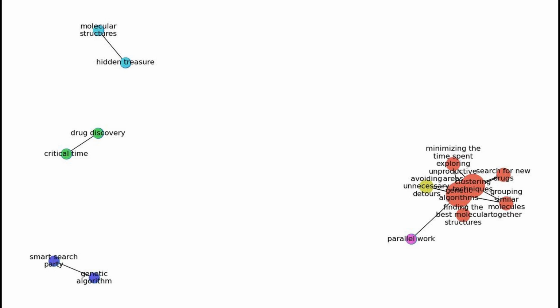However, searching for the best structures can lead to many unstable or less useful designs along the way, like a search party coming across many false alarms. To improve the efficiency of this process, clustering techniques are used, which group similar molecules together. This helps minimize the time spent exploring unproductive areas, allowing the algorithm to focus on more promising candidates. Overall, genetic algorithms play a significant role in making the search for new drugs faster and more effective by helping scientists find the best molecular structures while avoiding unnecessary detours.